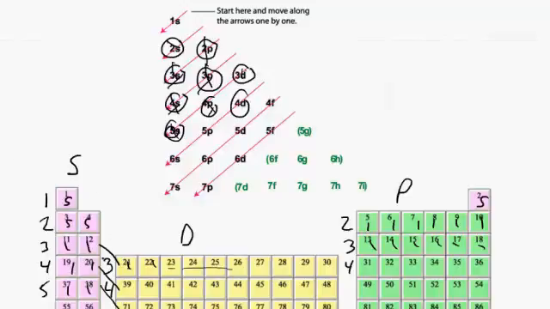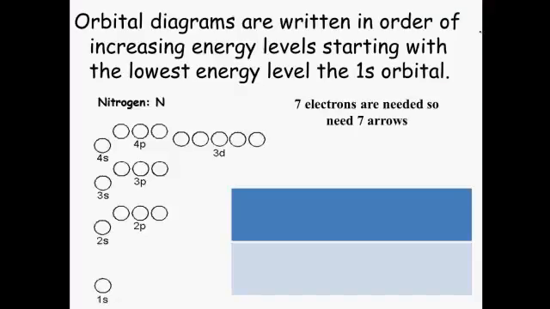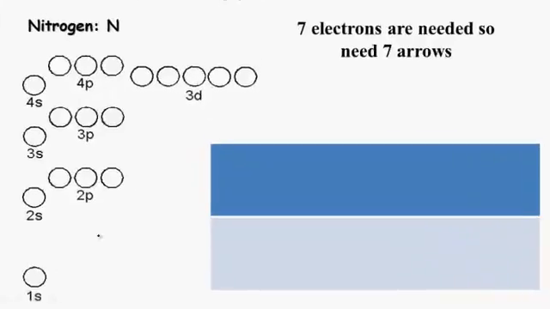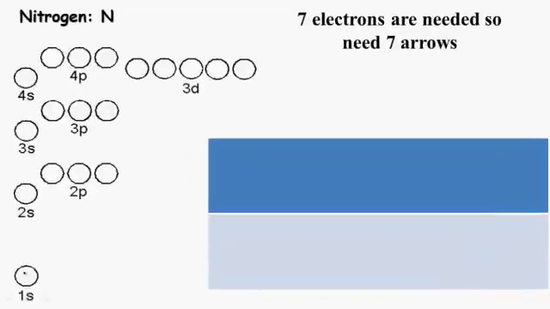A lot of people remember it with the periodic table, which is fine, and other people remember this chart or a combination of both. Either way is fine with me. Let's practice writing some orbital diagrams, and we'll start with nitrogen. I look up nitrogen on the periodic table, and it has 7 electrons. So I come down here and I go 1, 2, 3, 4, 5, 6, 7. This is what my orbital diagram will look like.